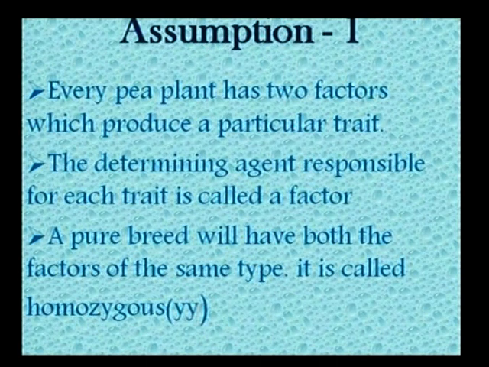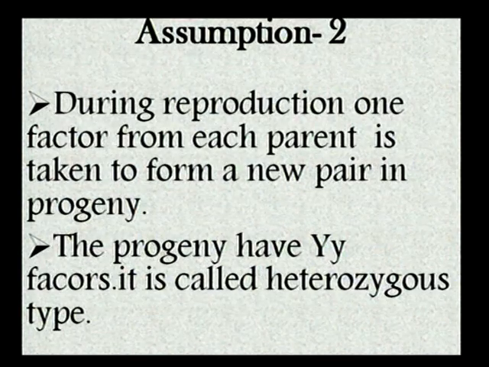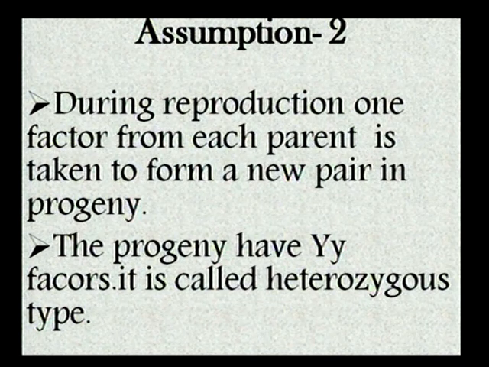Friends, when he did the monohybrid cross, he made some assumptions to understand his observation very clearly. First assumption: every pea plant has two factors which produce a particular trait. The determining agent responsible for each trait is called a factor. A pure breed will have both factors of the same type. It is called homozygous. And the second assumption: during reproduction, one factor from each parent is taken to form a new pair in the progeny, and the progeny have capital Y and small y factors. It is called heterozygous type.